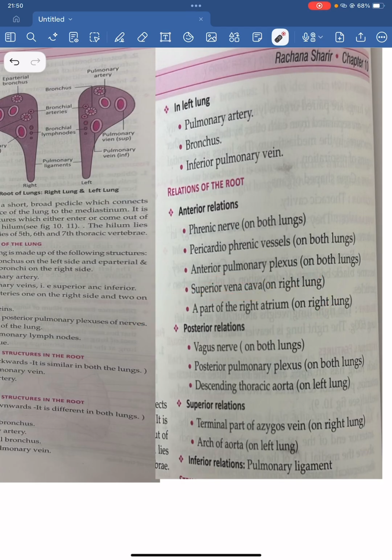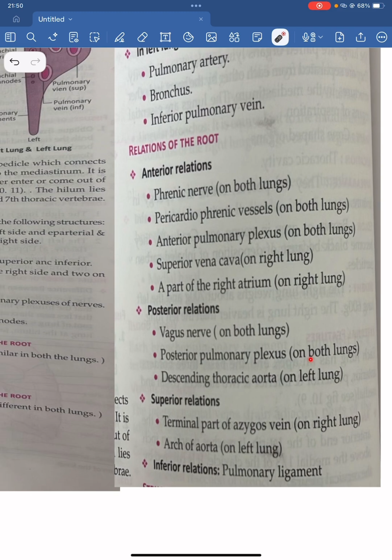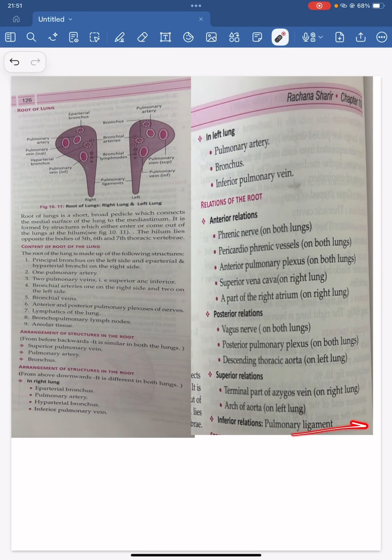Posterior relations: on both lungs there is the vagus nerve posteriorly, the posterior pulmonary plexus on both lungs, and the descending thoracic aorta on the left lung. Superior relations: the terminal part of the azygos vein on the right lung, and the arch of the aorta on the left lung. Inferiorly there is the pulmonary ligament, you can see in the image. So this much is important.